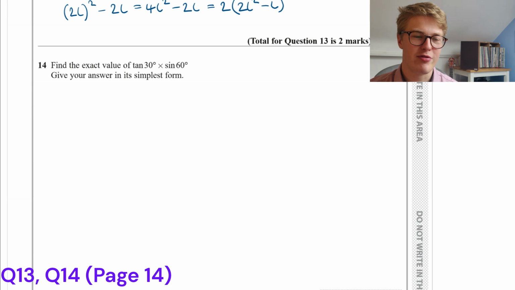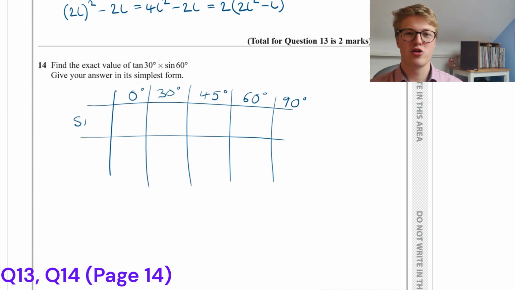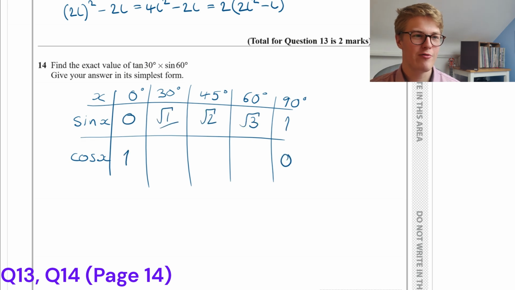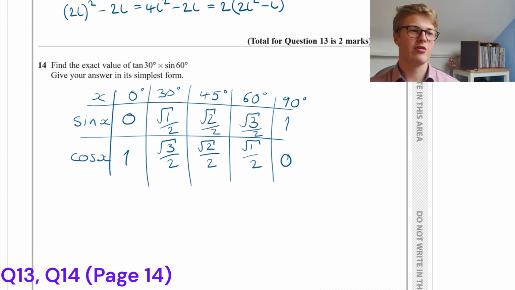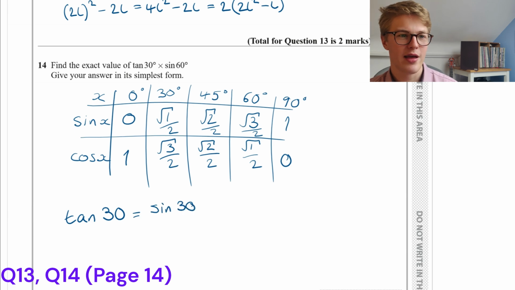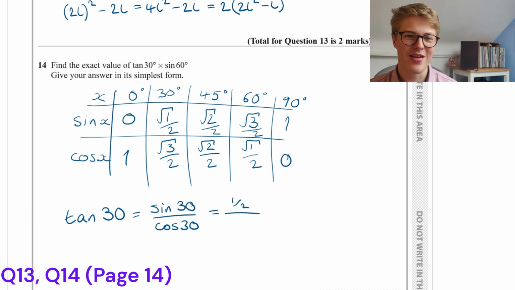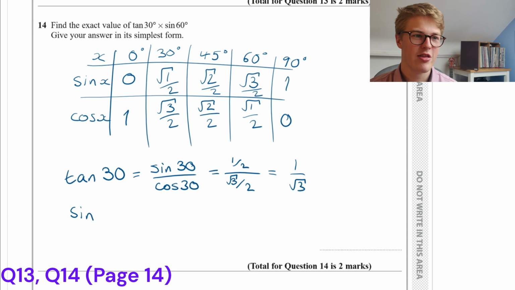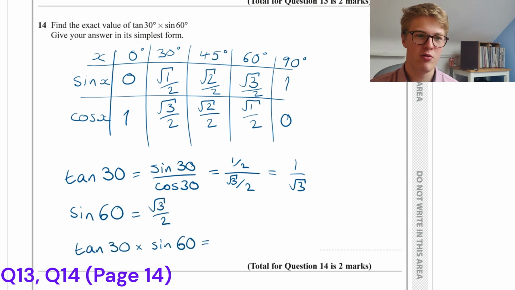Find the exact value of tan 30 degrees times sine 60 degrees. Give your answer in its simplest form. So as you can see, I wrote out the table you see here for all of the values, and therefore tan 30, using our identity of sine over cos, gives us sine 30 over cos 30, and this simplifies to 1 over root 3. Sine 60 is the same as root 3 over 2, so when we multiply these together, we get 1/2 as our final answer.